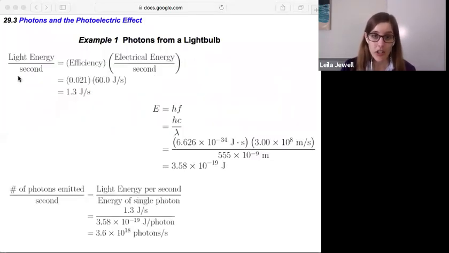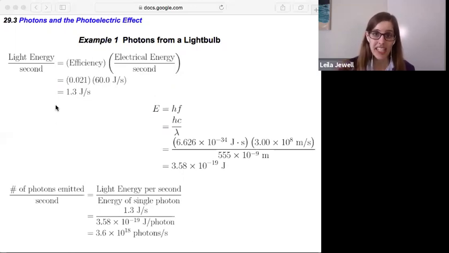So the light energy per second would be the efficiency times the electrical energy per second. So the 60 watts or 60 joules per second times 2.1%, which is 0.021. And that comes to a light energy per second of 1.3 joules per second. This would be the light power rate.